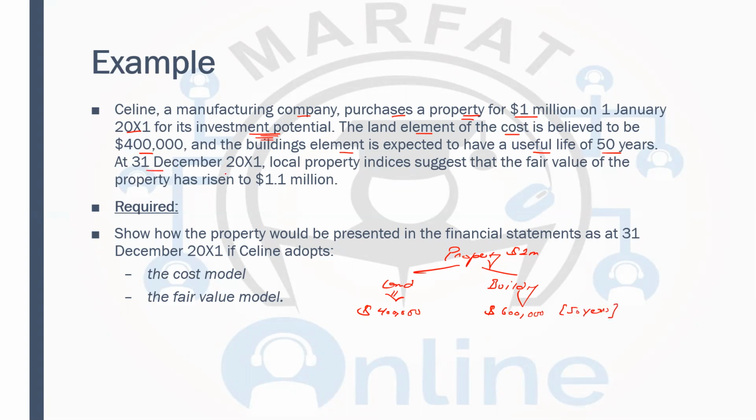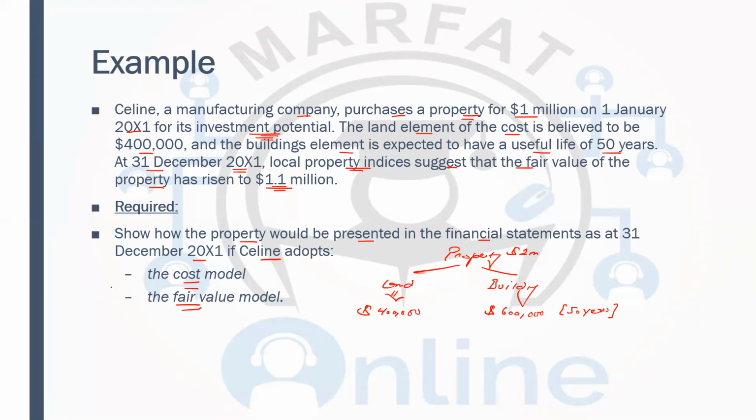At 31st December 20X1, which is the year end, local property indices suggest that the fair value of the property has risen to 1.1 million. The market value is now 1.1 million. Show how the property would be presented in the financial statements as at 31st December 20X1 if Celine adopts the cost model and the fair value model.